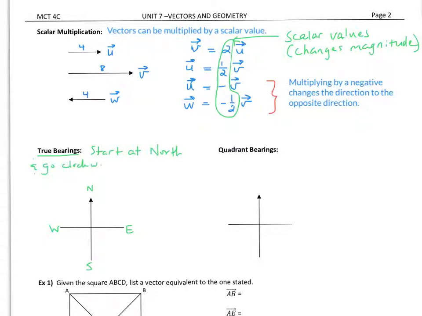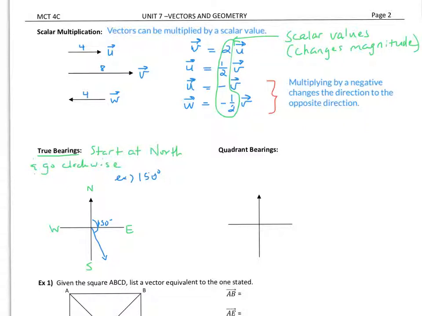So if I want a true bearing of 150 degrees, for example, it's going to start at north. A full revolution to the south would be 180, so I need to stop before that by 30 degrees. So this is what that vector could look like if it has a bearing of 150 degrees. So it's different than an angle in standard position. Standard position would be like the positive x-axis. This is off of north.